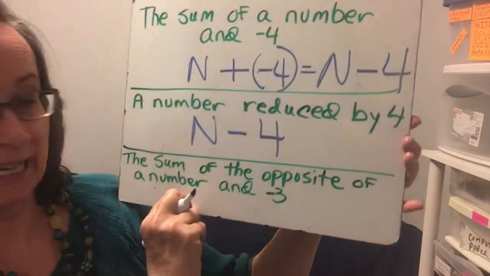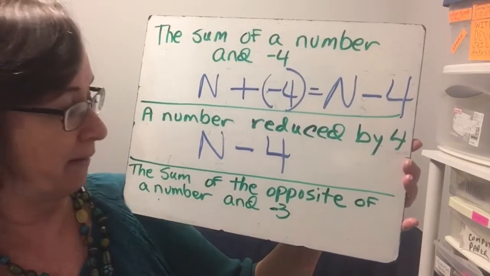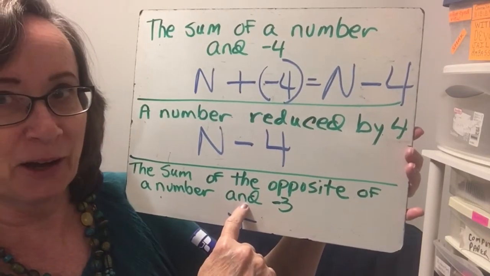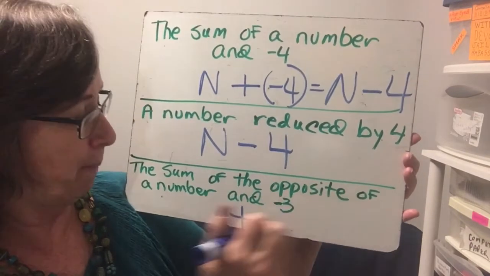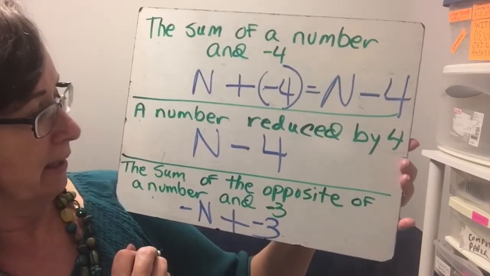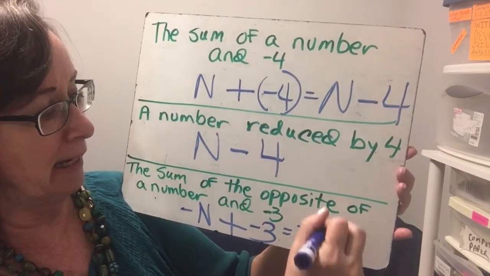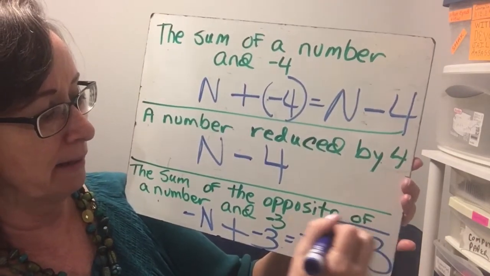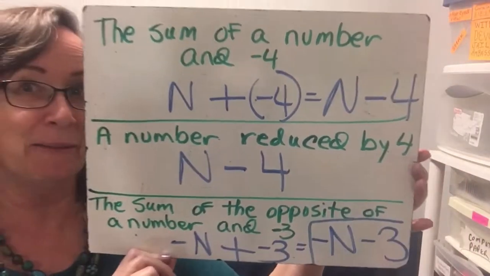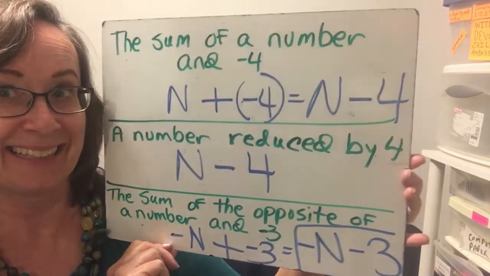And then lastly, the sum of the opposite of a number and -3. So sum means to add. The and is where the add goes. So the opposite of a number would be -n, and then a -3. So now, to simplify, -n minus 3 is the same as the sum of a -n and -3. We have 3 more practices, then we will be done with this lesson.